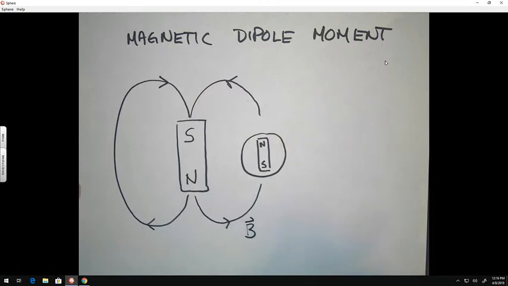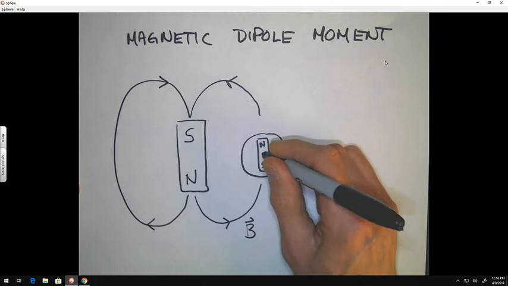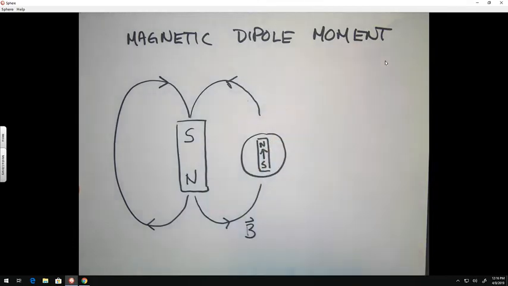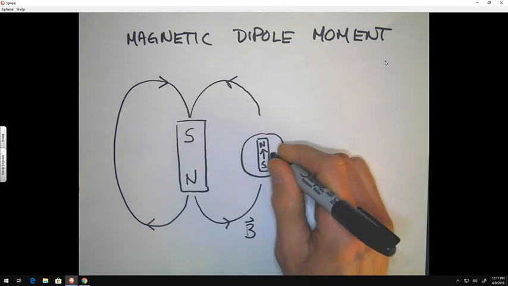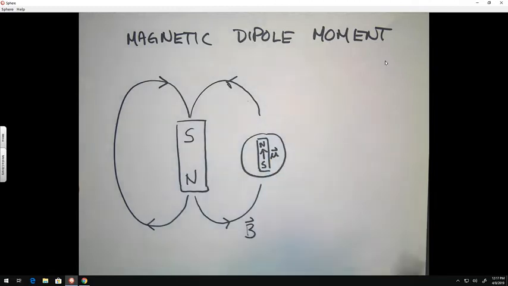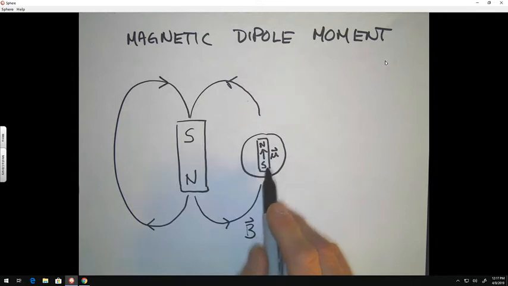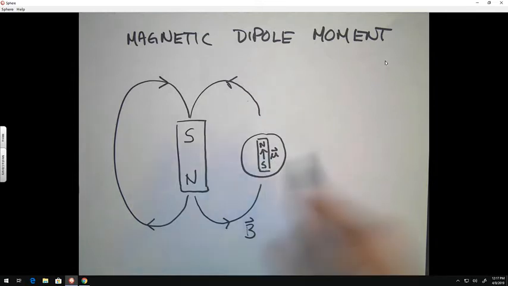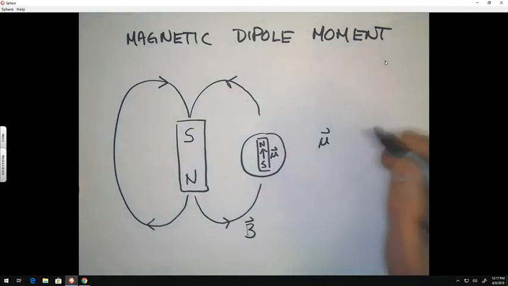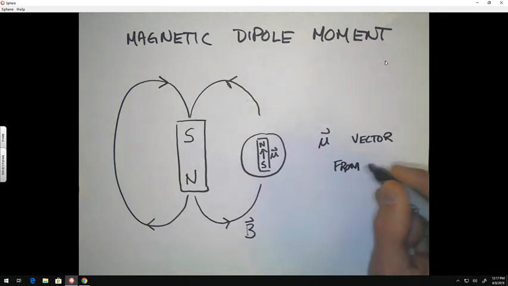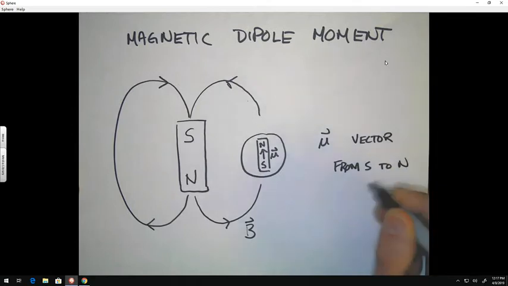Now, the idea that we're going to introduce here is that you can talk about a vector which points from the south pole to the north pole, and we're going to call that the magnetic dipole moment. The symbol that it gets is the mu symbol that we used for micro, and it's basically a vector that always points from south to north in a magnet. So mu, it's a vector, and it always goes from S to N in a permanent magnet, like a piece of iron.